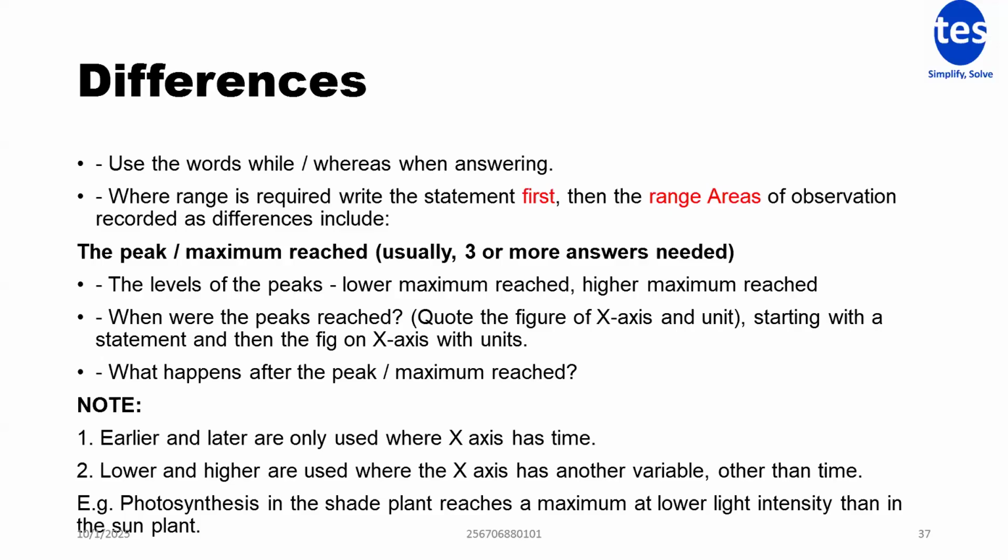Okay, and then if it is concentration, then say that maybe the starch breakdown attained a peak at a lower concentration, while maybe the other attained the peak at a later concentration. So those are the differences we can give in line with that. And then when were the peaks reached, that one is also important. Here you quote the figure of the x-axis and unit, starting with the statement, then the figure last. How do we state this?